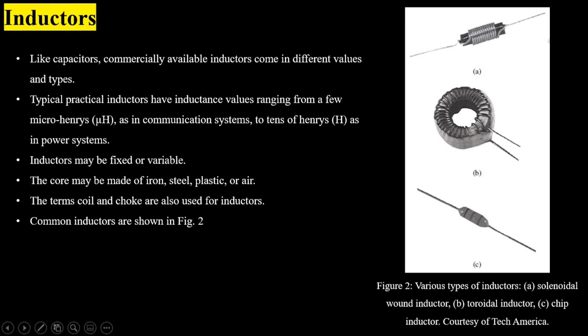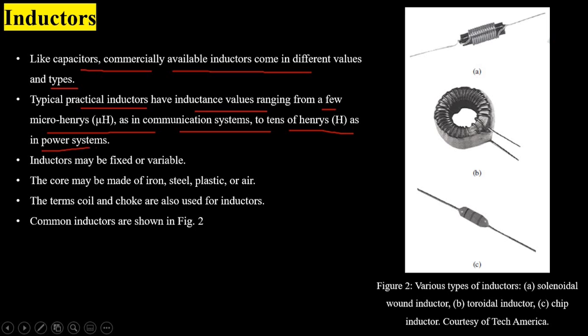Like capacitors, inductors are also commercially available with different values and types. Typically, the available inductors have inductance values ranging from a few microhenry, which are commonly used in communication systems, to tens of henry, which are mostly applicable in power systems. Inductors are also available of fixed value and of variable type, and the core may be made of iron, steel, plastic, or air. The terms coil and choke are also used for inductors, and figure 2 represents common inductors.